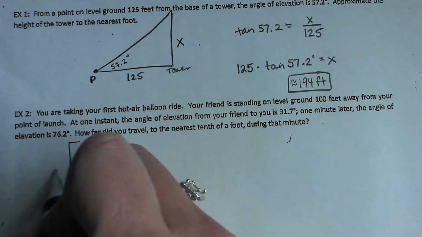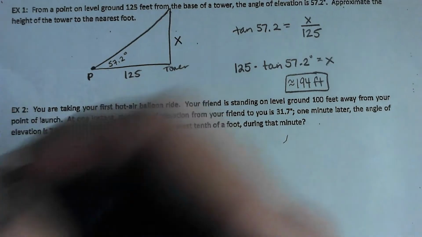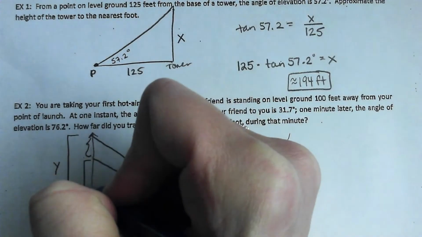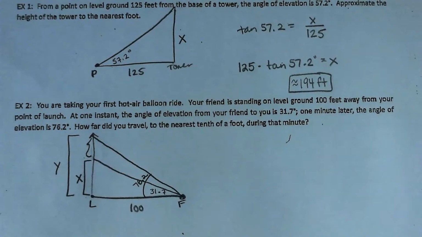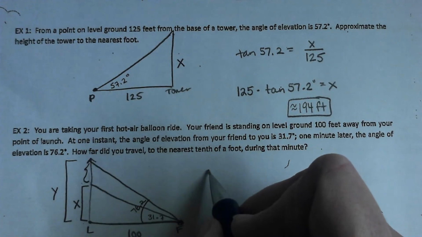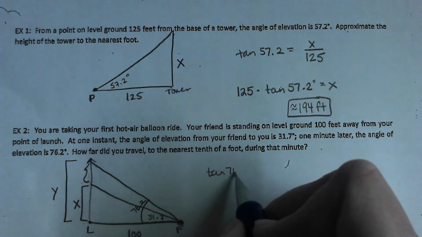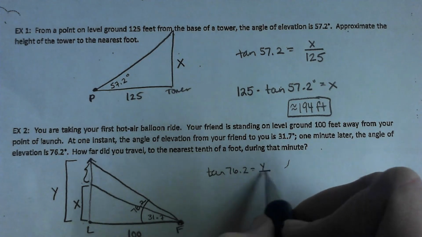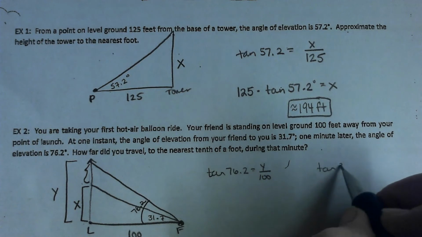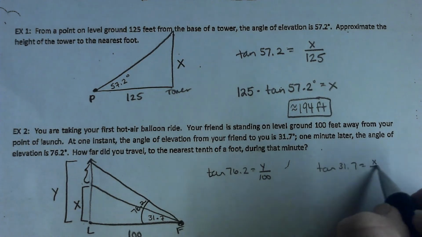So let's call that y, because that is part of a right triangle. And find the smaller length of it. We can call that x, because that is part of a right triangle, and then the difference between them will be the distance that was traveled. So if I find y first, that would be the tangent of 76.2 equals y over 100. And then to find x, I would do the tangent of 31.7 equals x over 100.